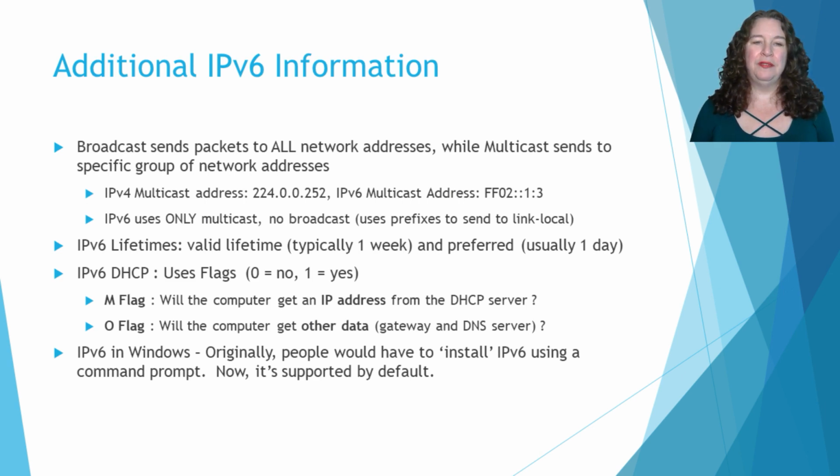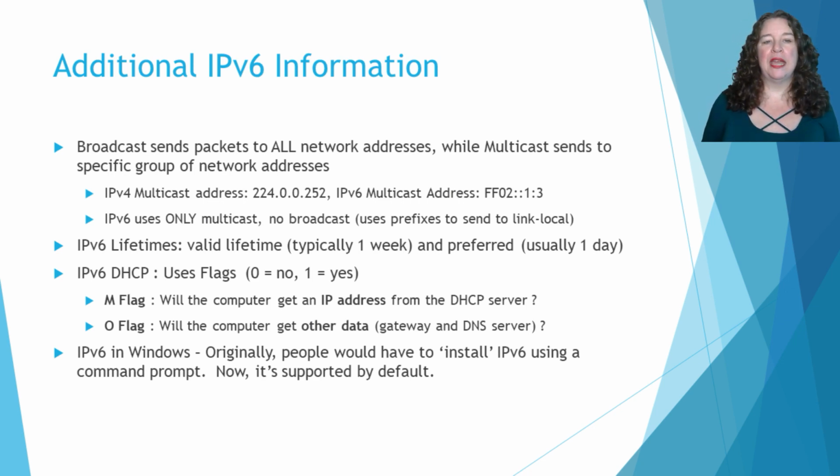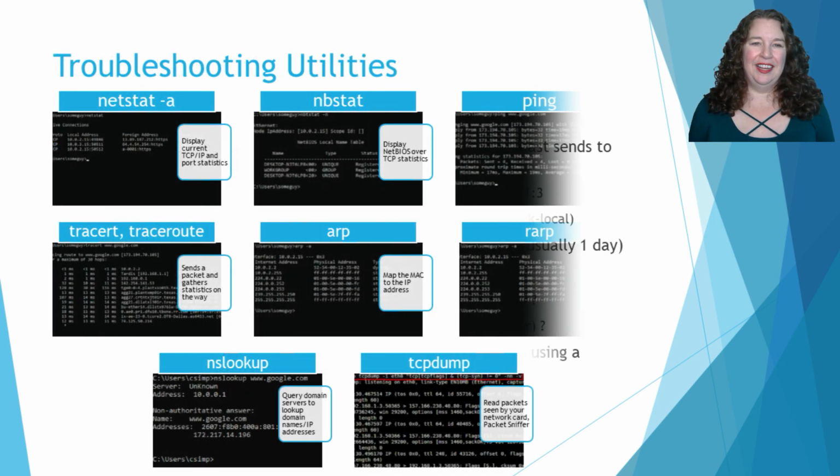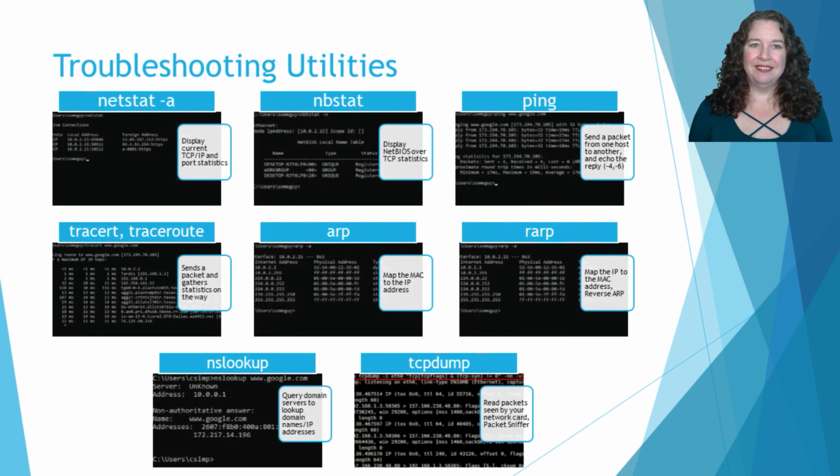When we have IPv6 on Windows, originally, even way back with XP, it was allowed, but you had to manually install it. So you would go to a command prompt and type install IPv6 or uninstall IPv6. Now it's supported by default. It's already done in your computer. If you have a Windows machine that's Windows 10, you're fine. All right, we are almost done.